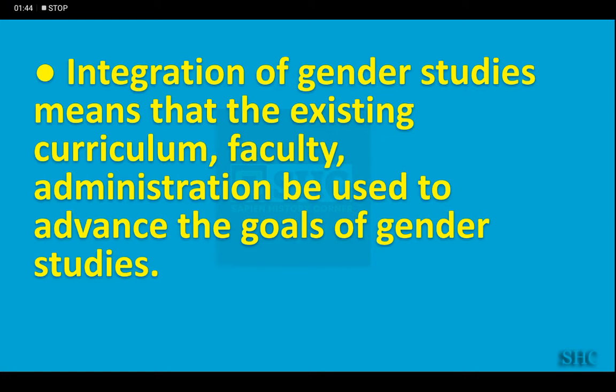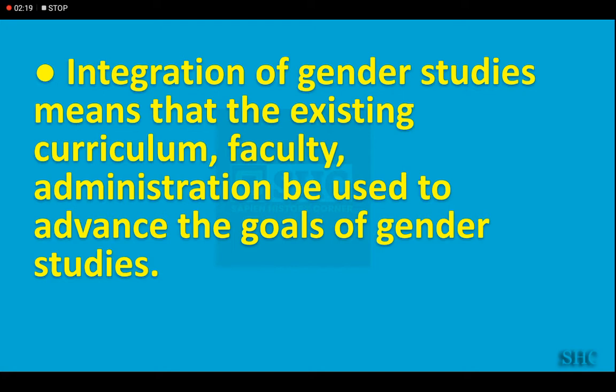For example, if you're talking about economic inequalities, you can of course talk about them from the point of view of haves and have-nots, rich and poor. But what about looking at economics in terms of how much of the world population is poor, and how many of the women out of that population are poor? Of course, the percentage of women is much higher. So that is what integration folks say. They say that the existing curriculum should be amended and tweaked so that the gender point of view is there in everything. Similarly, faculty should be sensitized about teaching using this lens of gender.